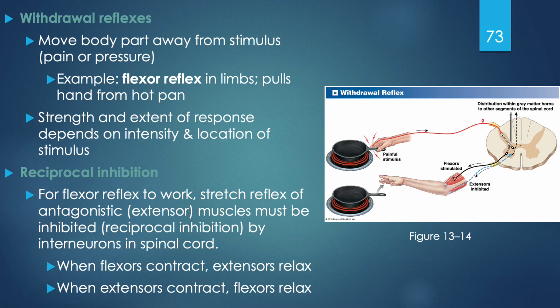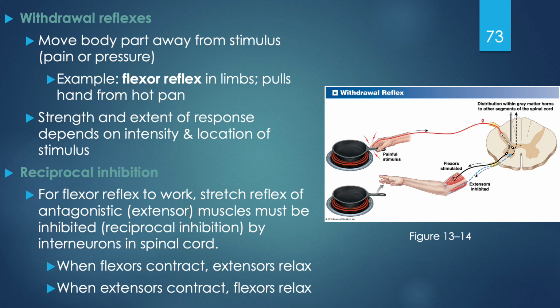Another example of a polysynaptic reflex is the withdrawal reflex, which is just withdrawing from something that could be very injurious to us, such as pain or pressure. So this is demonstrated by the flexor reflex, which allows a muscle to flex to pull us away from something dangerous. So you can see the image on the right is the withdrawal reflex being demonstrated by somebody touching a hot pan on the stove without using an oven mitt.